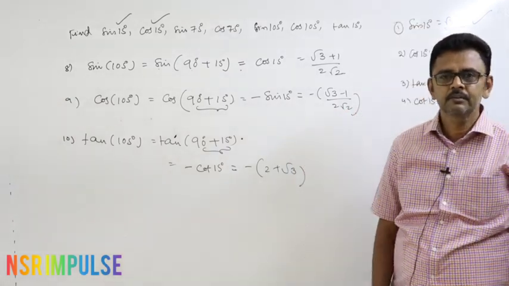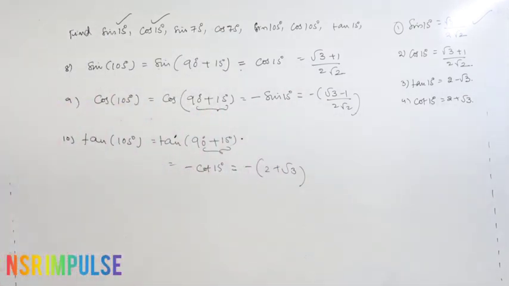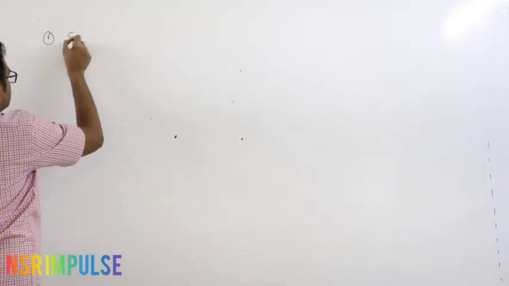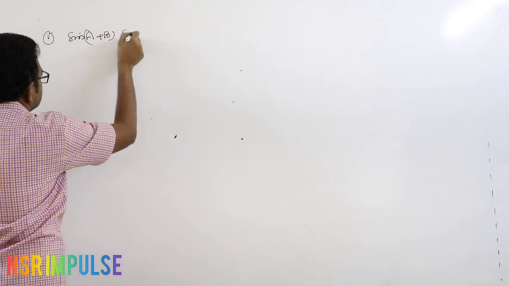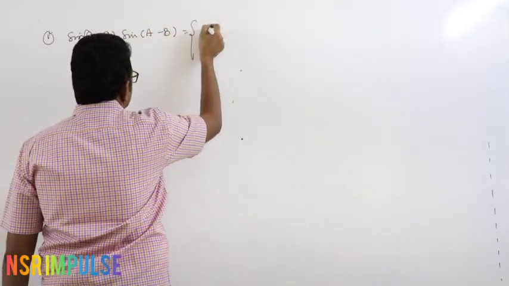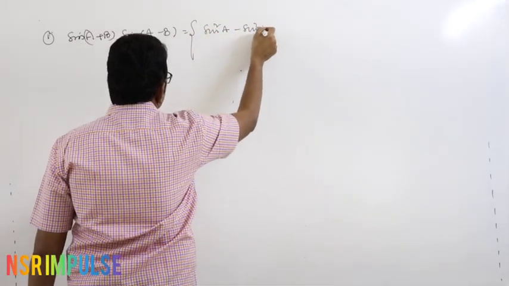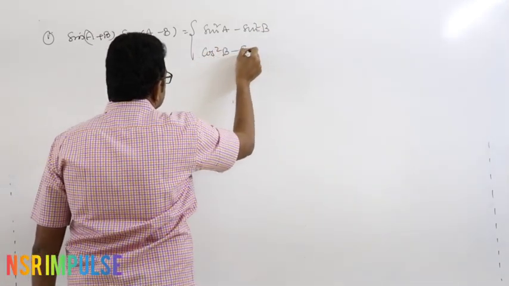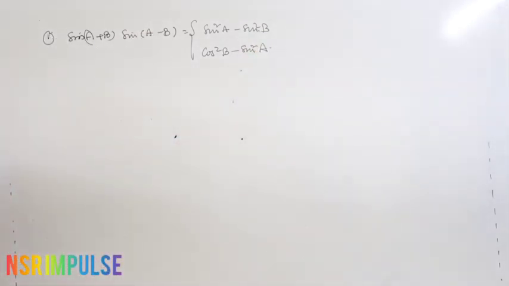Then next result, sin of a plus b into sin of a minus b is equal to sin square a minus sin square b, or cos square b minus cos square a.